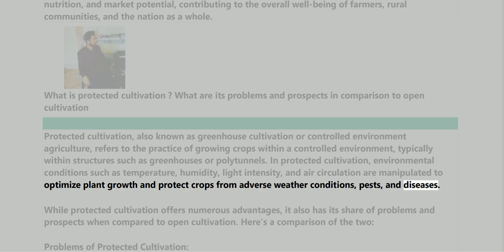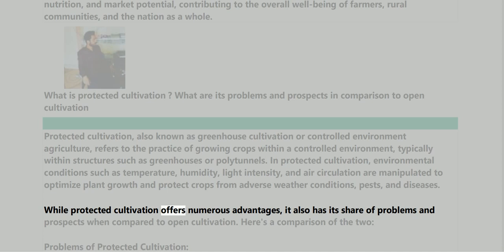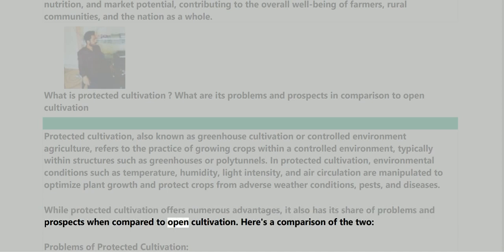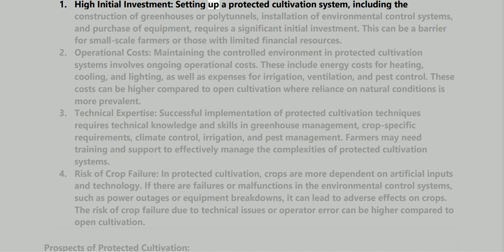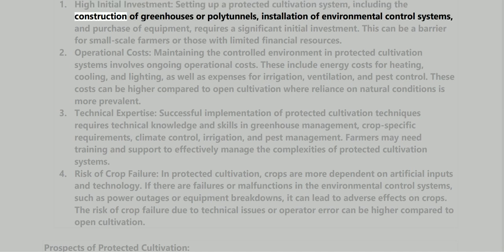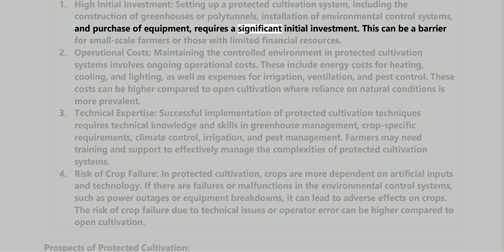While protected cultivation offers numerous advantages, it also has its share of problems and prospects when compared to open cultivation. Here is a comparison of the two. Problems of protected cultivation. 1. High initial investment. Setting up a protected cultivation system, including the construction of greenhouses or polytunnels, installation of environmental control systems, and purchase of equipment, requires a significant initial investment. This can be a barrier for small-scale farmers or those with limited financial resources.